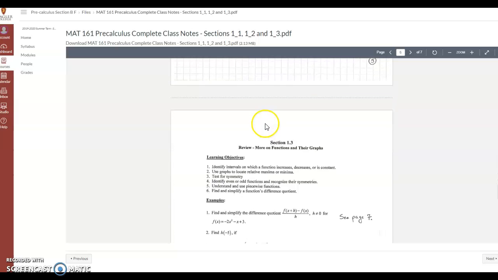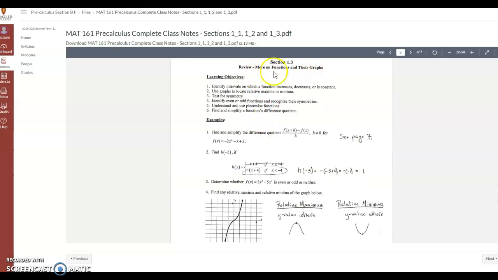And then the third section in this first set of homeworks is more on functions and their graphs, where the learning objectives in section 1.3 are to be able to identify intervals in which a function increases, decreases, or is constant. Use graphs to locate relative maxima or minima, whether you're at the top of a hill or the bottom of a hill on your curve. Test for symmetry, whether there's symmetry about the y-axis or the x-axis or the origin. Identify even, would never be symmetry about the x-axis. Sorry, that would not be a function, but symmetry about the y-axis or the origin. Identify even or odd functions and recognize their symmetries. Understand and use piecewise functions, and find and simplify what's called a difference quotient.